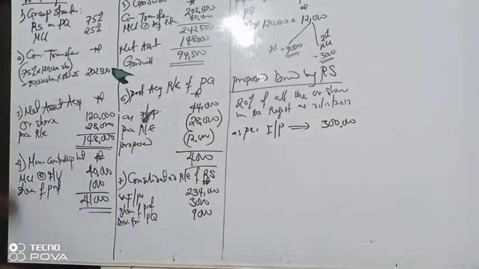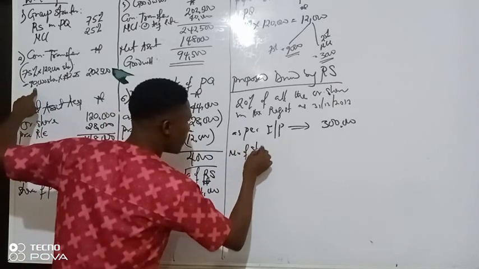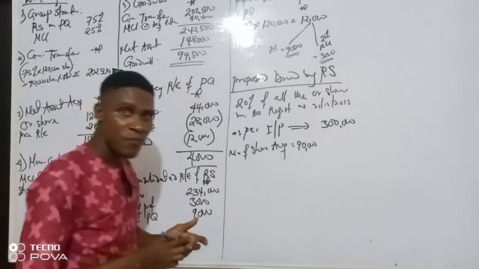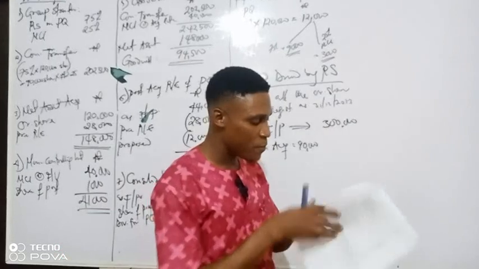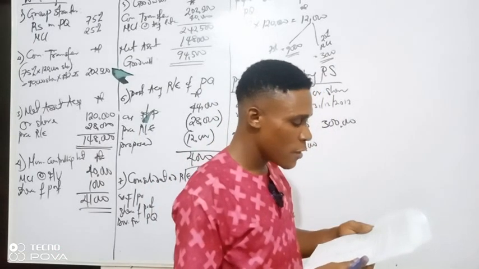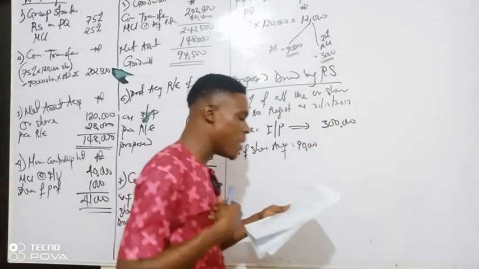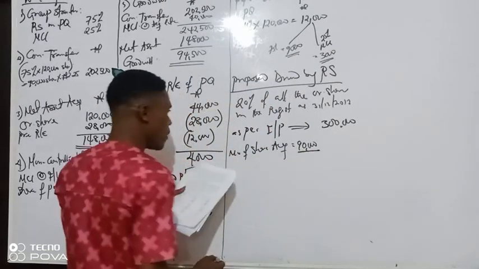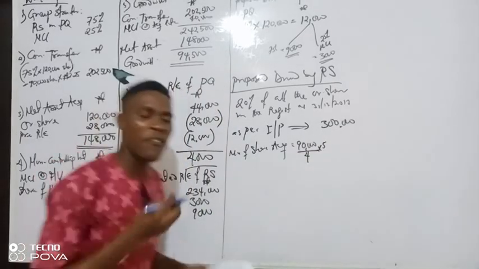How many shares did you buy from the subsidiary? 90,000 shares. They acquired 90,000 shares, and they agree that the consideration is settled by the issue of 5 ordinary shares of the parent for every 4 shares of the subsidiary. So you divide by 4 times 5. That is the number of shares you will give out to the ordinary shareholders.